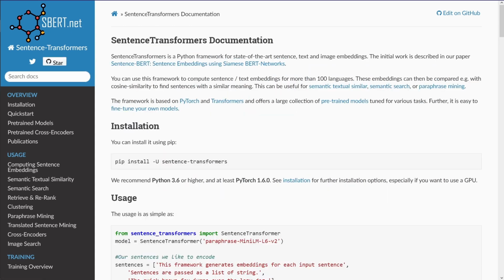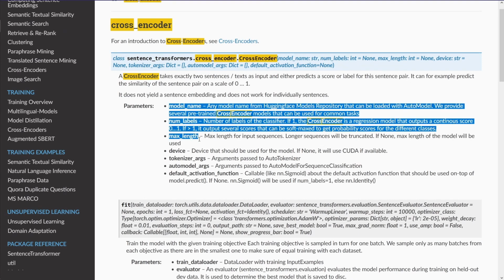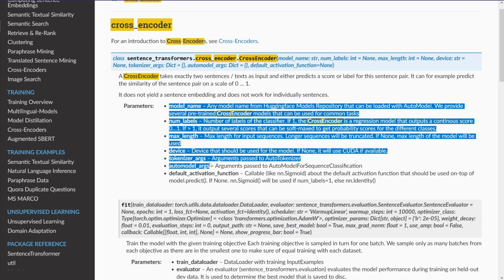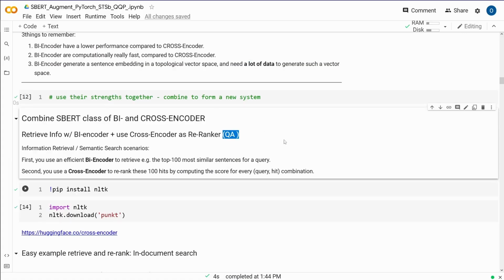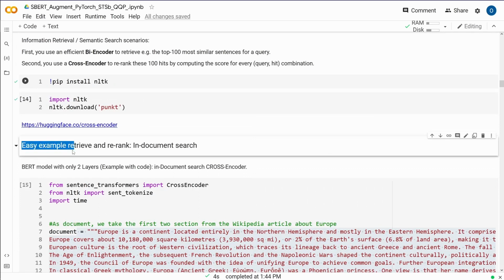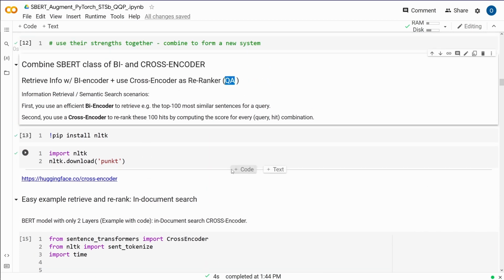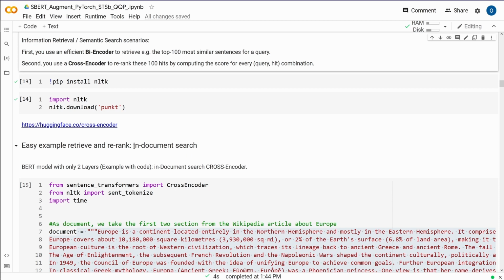Oh, I have to go back. And here the cross-encoder. For this cross-encoder, you have a model, you have the labels, you have a maximum length, you have a device, CPU or GPU, you have an auto model augmentation and the activation function. And we're going to use this now to program our first example. So here we go. An easy example for retrieve and re-rank, or question and answer, whatever you like. And we do an in-document search.